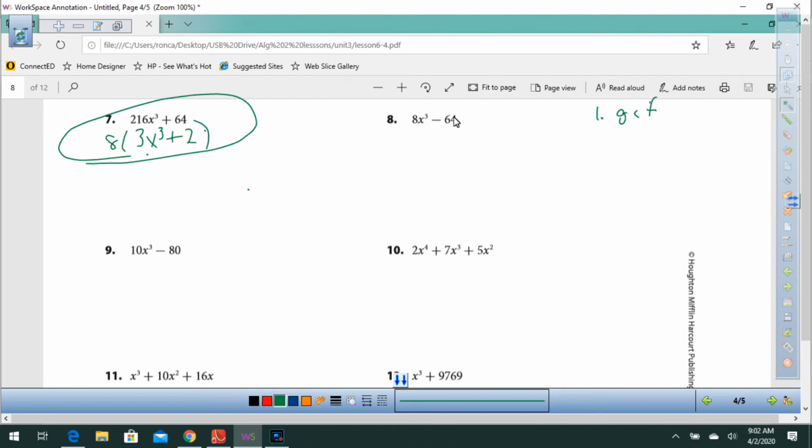Let's take a look at this one here. What do we got? 8 and 64. Well, 8 goes into 64, so you take the 8 out, and you got x cubed minus 64, that would be 2. So that gives you x cubed minus 2.